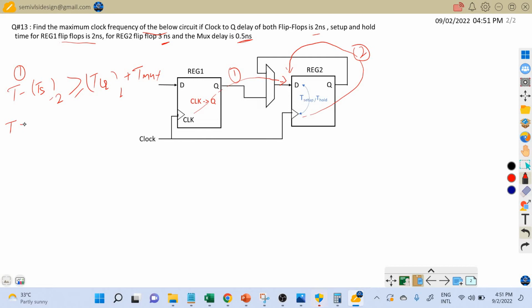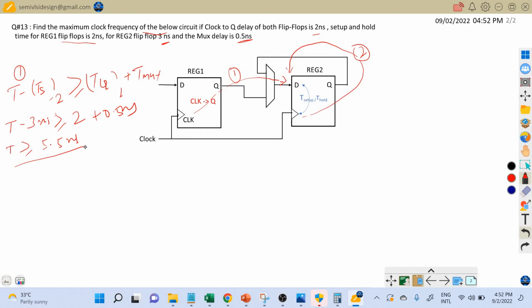If we put the values in this equation, we get T minus T setup of flip-flop 2, where T setup of flip-flop 2 is 3 nanoseconds, should be greater than or equal to T clock-to-Q delay, which is 2 nanoseconds, plus T mux delay, which is 0.5 nanoseconds. If we rewrite this, T is greater than or equal to 5.5 nanoseconds. So for timing path 1 to satisfy the setup equation, our clock period should be at least 5.5 nanoseconds.